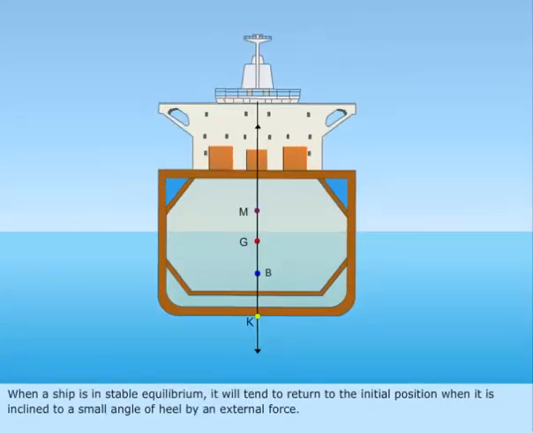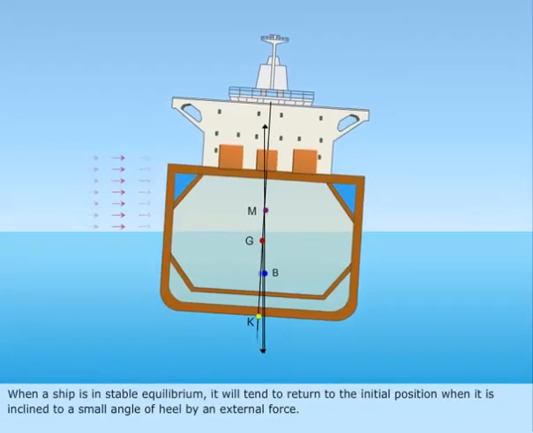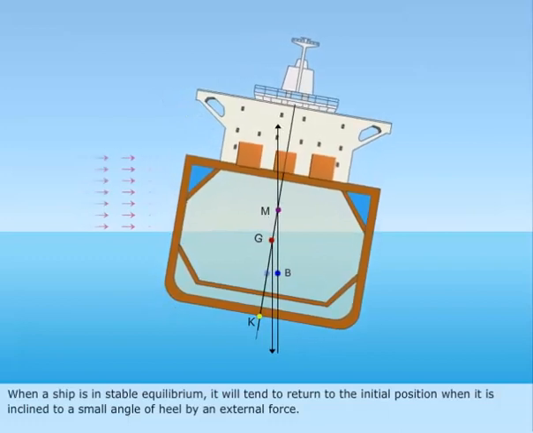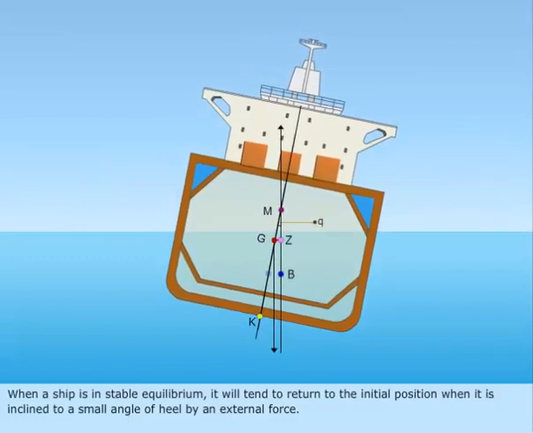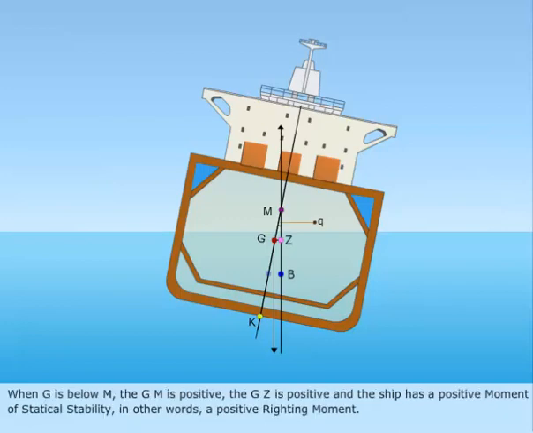When a ship is in stable equilibrium, it will tend to return to the initial position when it is inclined to a small angle of heel by an external force. When G is below M, the GM is positive, the GZ is positive, and the ship has a positive moment of statical stability. In other words, a positive righting moment.